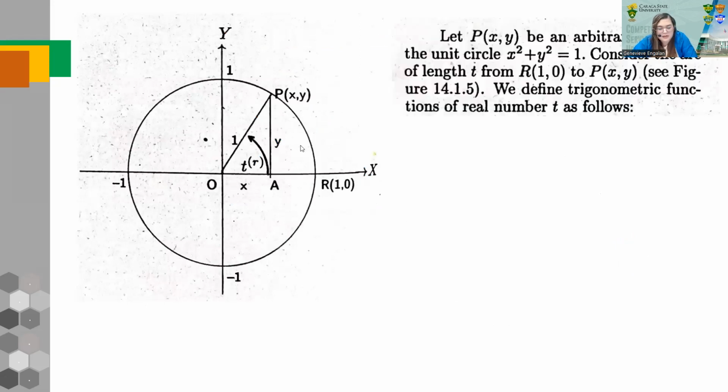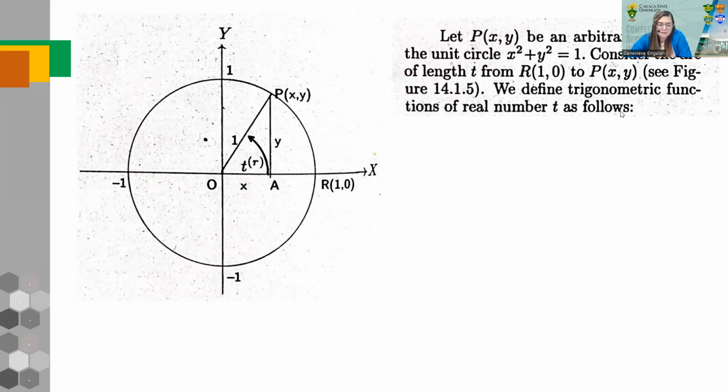Okay, so if we have a point on the circle, let P be an arbitrary point on a unit circle. Unit circle means the radius is 1. Consider the length t from R, (1, 0). So this length goes toward this point.